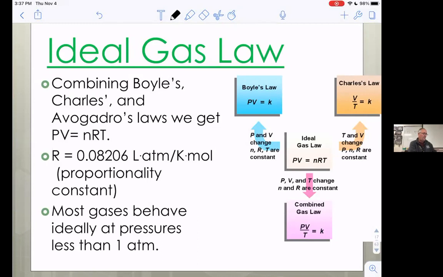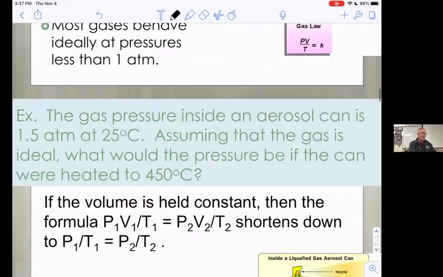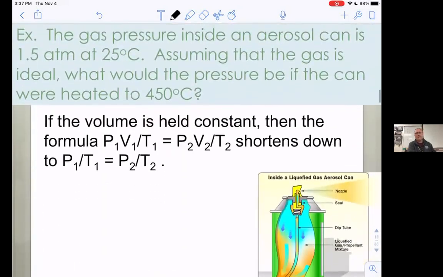Anyway, most gases behave ideally at pressures that are less than an atmosphere. But for our purposes, we're just going to say that they behave ideally no matter what. So here we're given the gas pressure inside an aerosol can as 1.5 atmospheres. The aerosol can itself isn't going to change volume. Cans aren't going to change volume. So the volume would be constant.